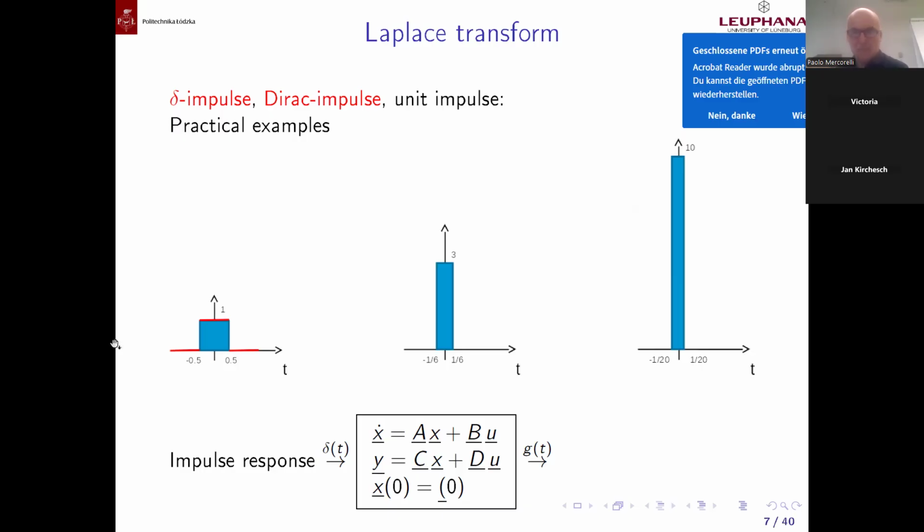Why that? The reason is, close to 0, the real impulses are not 0 anymore. Roughly speaking, close to 0, this is 1. Also here, closer to 0, the amplitude is 3. Here, even closer to 0, the amplitude is 10. But the integral of all these real impulses is 1.